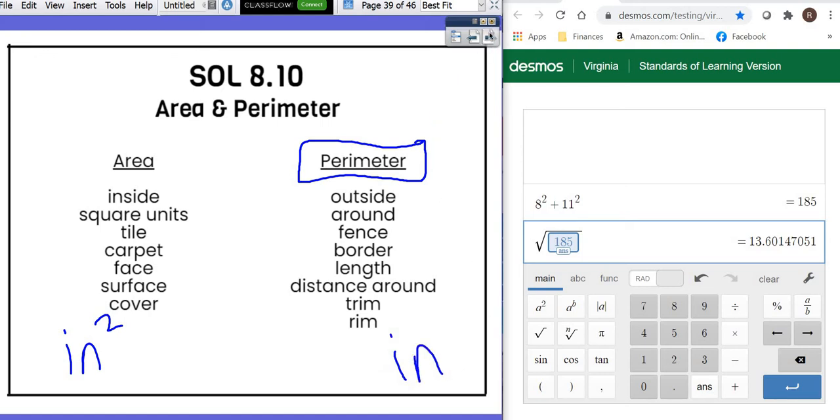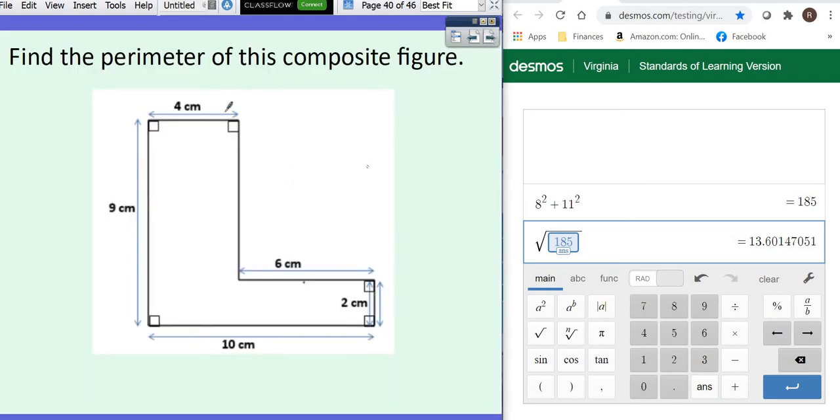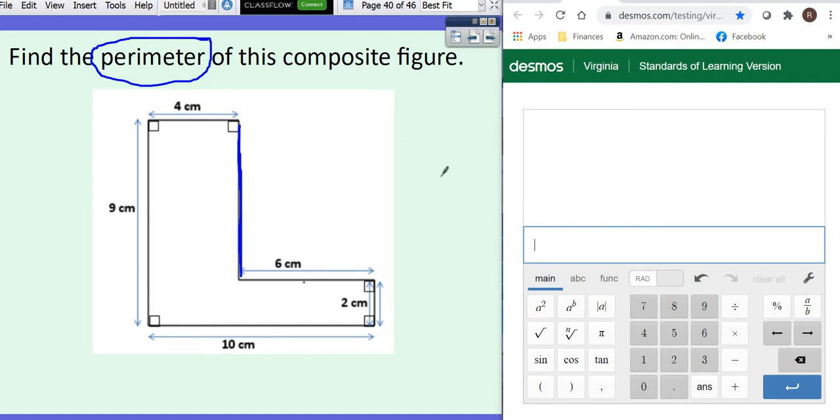Okay, so let's see if we can do some examples using our formula sheet. It says find the perimeter of the composite figure. If you're doing the perimeter, you know you're going around. So let's look around and see what we're missing. Then we're just going to add up all of our sides. I'm going to start with the 4 and go around clockwise. So 4 plus 9 plus 10 plus 2 plus 6, and then I'm going to go to my next line to figure out what I'm missing.